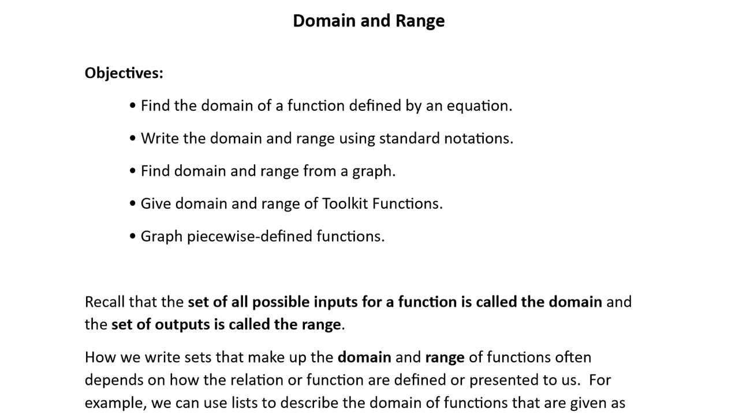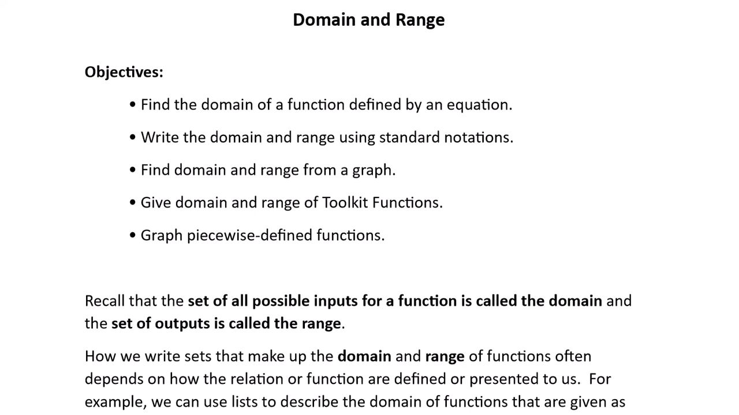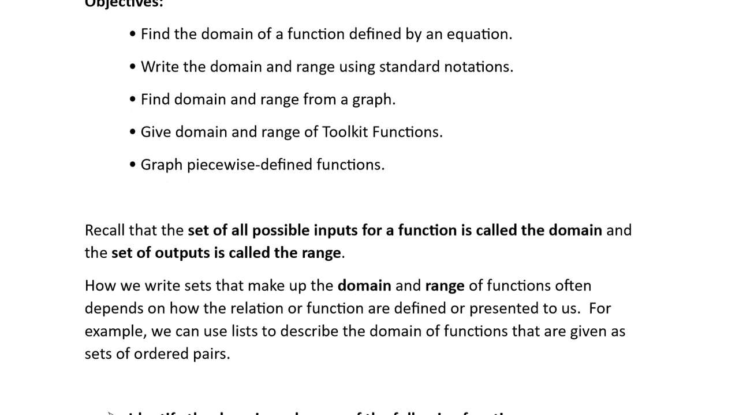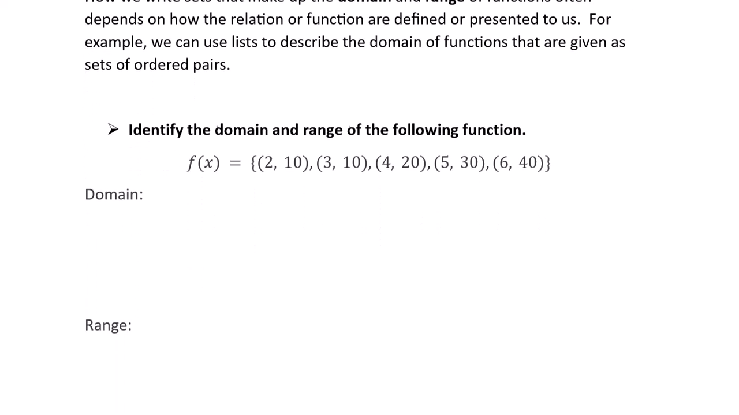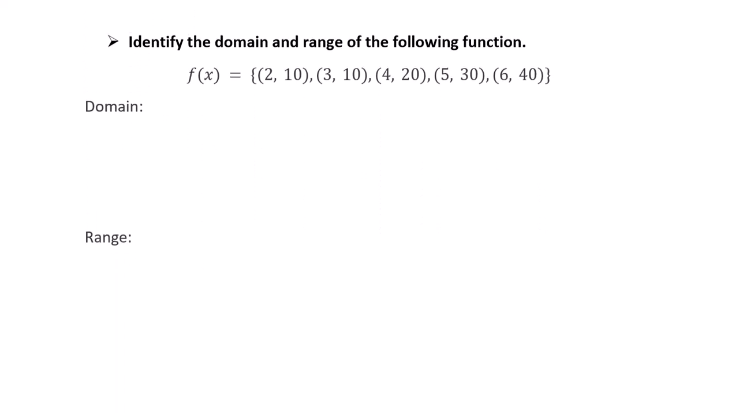How we write sets that make up the domain and range of functions often depends on how the relation or function are defined or presented to us. For example, we can use lists to describe the domain of functions that are given as sets of ordered pairs. Identify the domain and range of the following function. f of x equals the set of (2,10), (3,10), (4,20), (5,30), and (6,40).